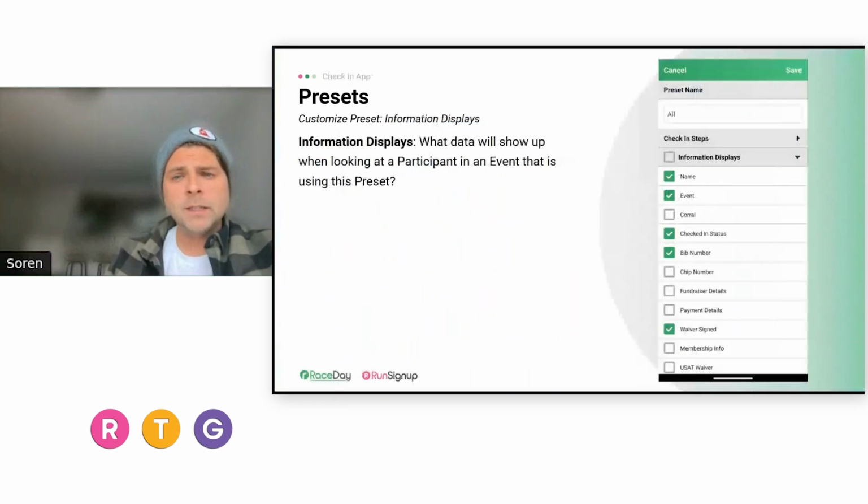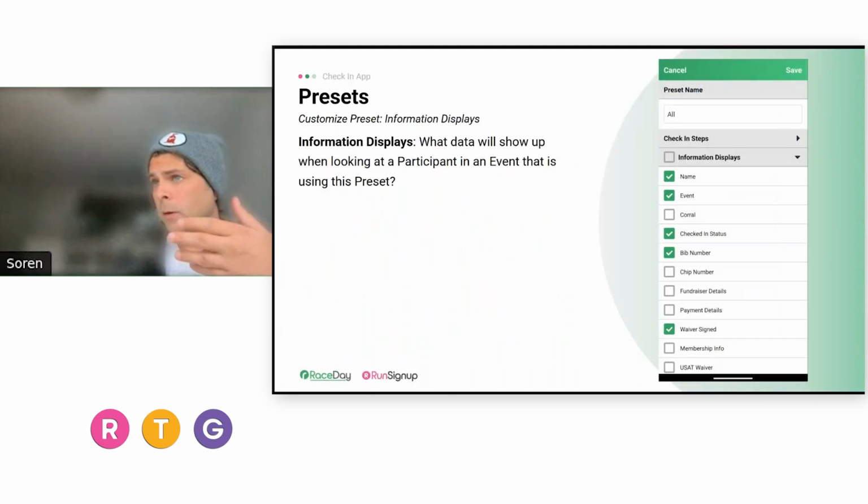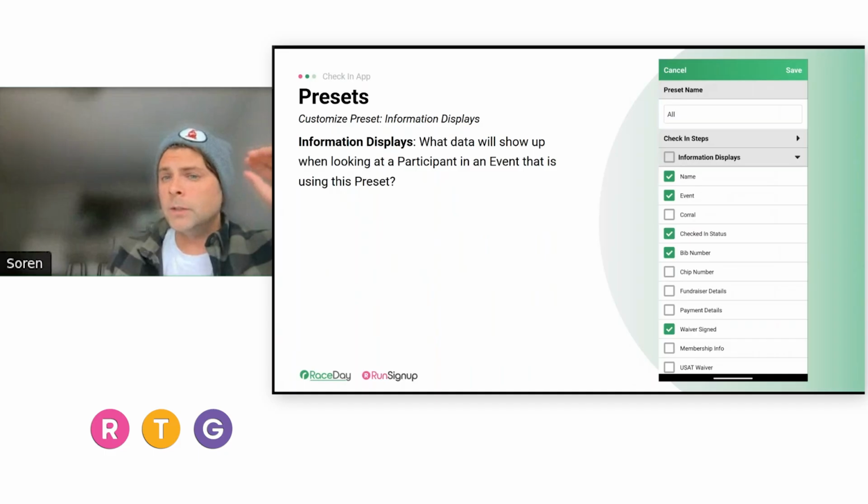Information displays in the presets, this is the next step down. If you'll notice or have opened this and are following along, you'll see that there's these gray bars that are each of these higher level options. We're in the second one here. That was check-in steps. This is information displays. Information displays are what data shows up when looking at the participant in an event using this preset.